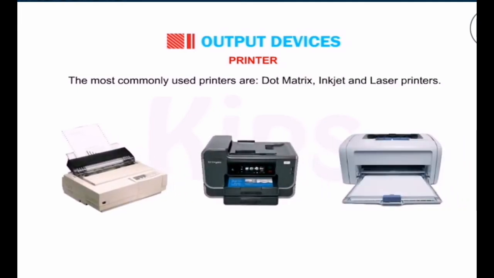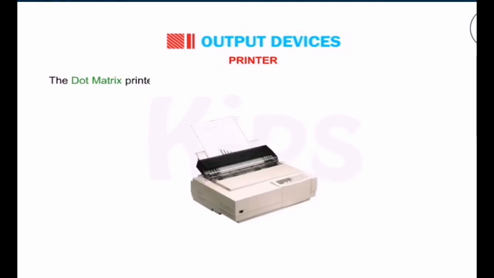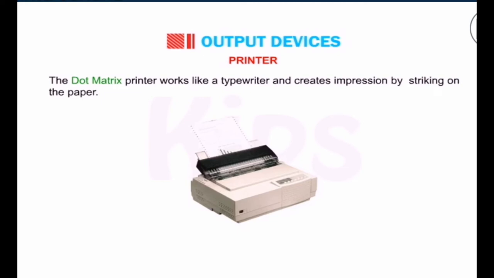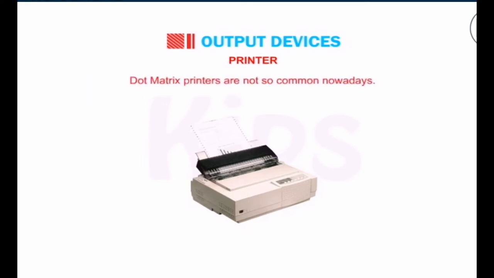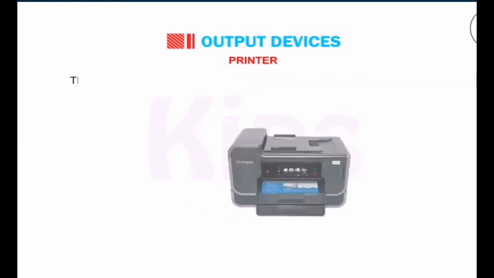Let's talk about the first, the dot matrix printer. Dot matrix works like a typewriter and creates impressions by striking on the paper. It's very noisy and least expensive. Nowadays we are not using dot matrix printers.